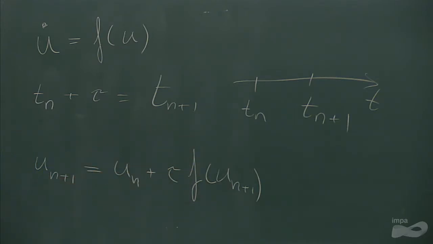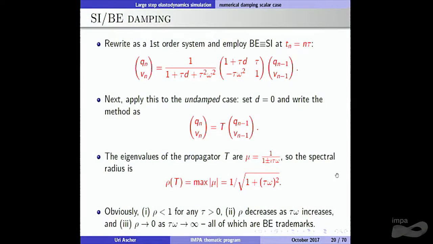So there's a matrix T which is independent of the step size. This does not depend on n. So QnVn is equal to T times Qn-1Vn-1, equal to T squared Qn-2Vn-2, T cubed, and so on.